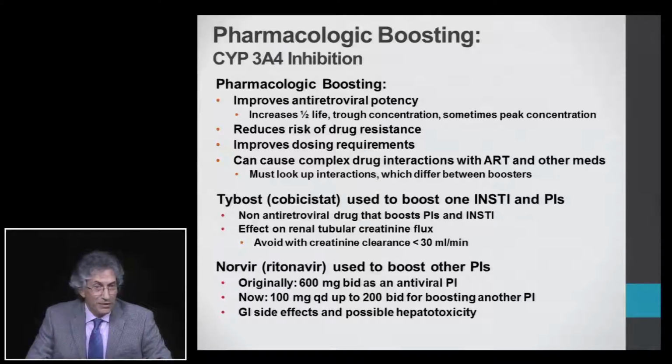I point out the difference in dosing because now and then a well-intentioned person means to use Norvir boosting, looks up the dose online somewhere, and gives 600 milligrams twice a day, which is absolutely not the dose for boosting. The dose for boosting is much less, as I show you here. Norvir has some GI side effects and possible hepatotoxicity, so there are downsides to using it, although we rarely nowadays give a protease inhibitor without boosting it by Norvir.